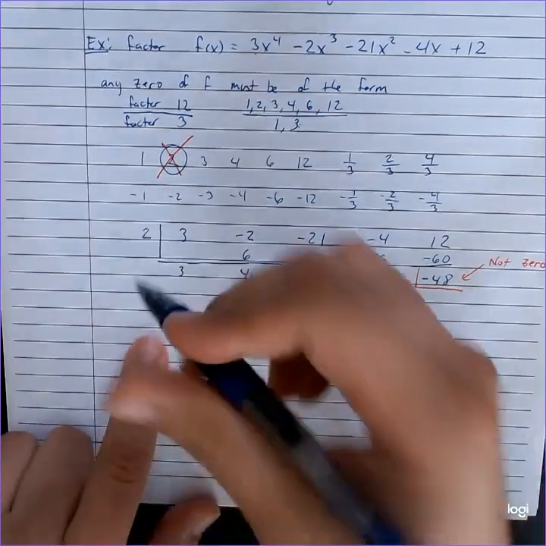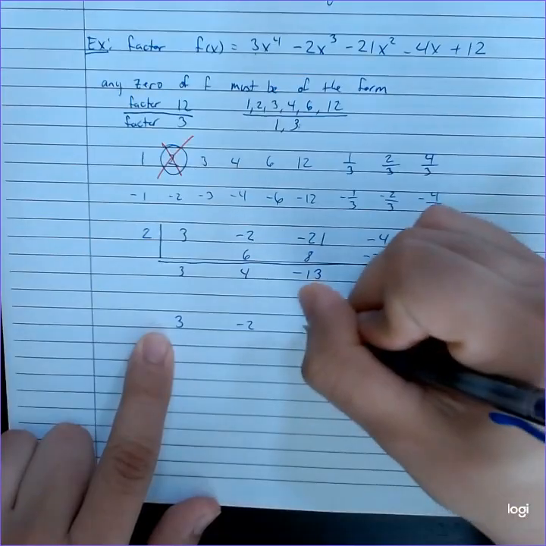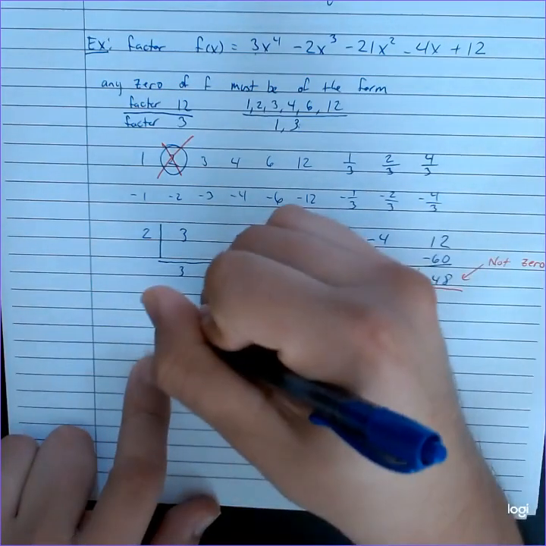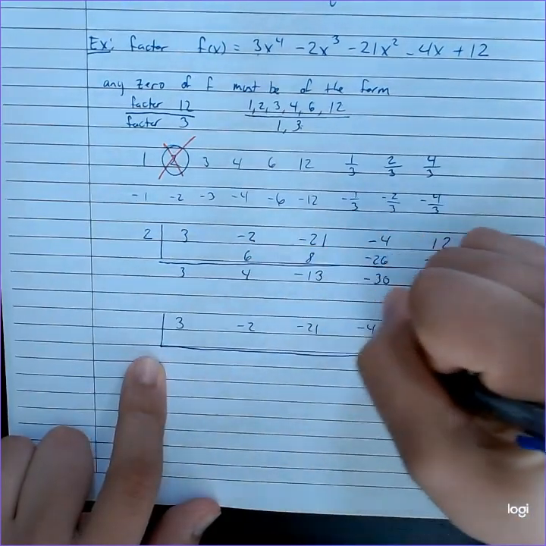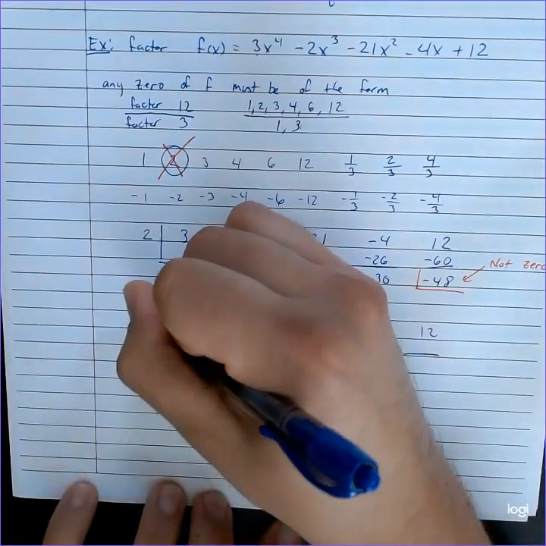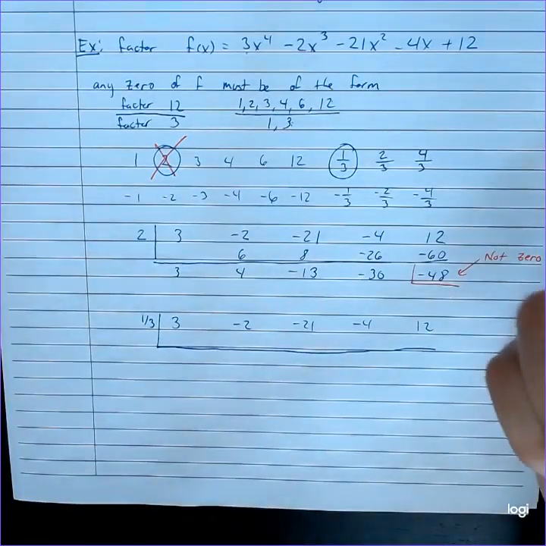All right, let's pick another number. I'm going to do 3, negative 2, negative 21, negative 4, and 12. And I'm going to divide synthetically by, let's pick a fraction this time, just to see what that looks like. Let's go with a third. Let's do 1/3. So here I've picked this one, and there's no guarantee it's going to work.